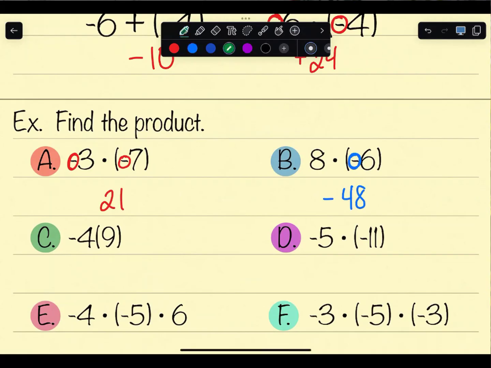Example C, -4 times +9. 4 times 9 is 36. And then I only have one negative, so it can't pair up. It's going to be -36.